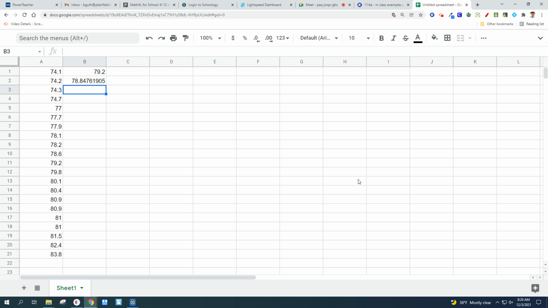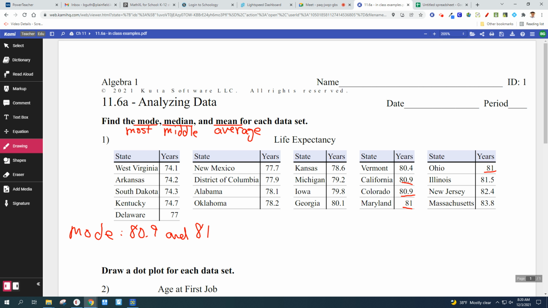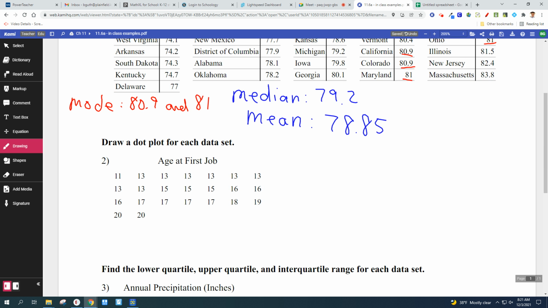So we've got the median is 79.2, and the mean, let's round off to 78.85, let's say. So let's write that down. The median 79.2, and the mean 78.85. We rounded off. Mean, median, mode. Chances are you've seen that before. Maybe you've never used a spreadsheet to do it before. You could use your calculator and do it the old way if you want. I just thought I'd show you that.